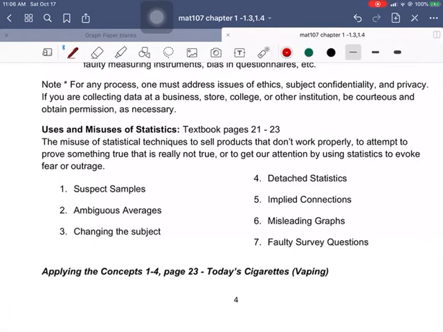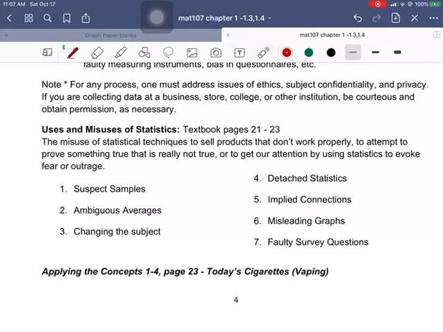Also, there are uses and misuses of statistics. There are really good examples in the textbook. I don't have time to go over them here, but people do manipulate statistics to get you to buy things, right? Sometimes they use statistics to prove things that are true when they're not, to get our attention, to evoke fear.